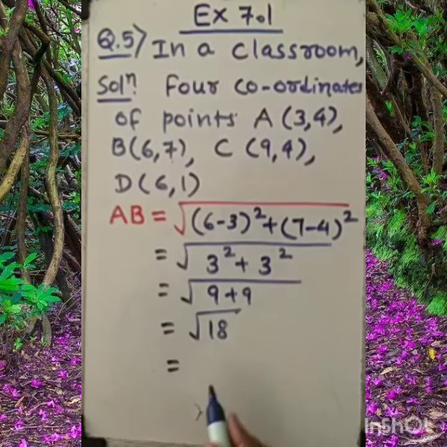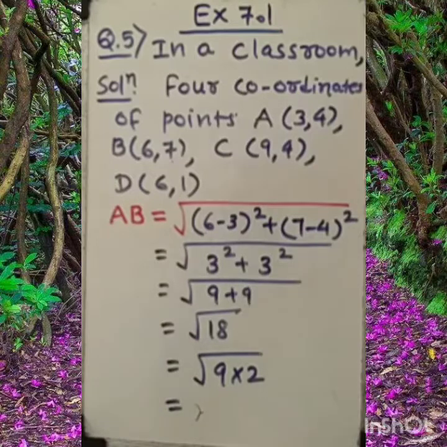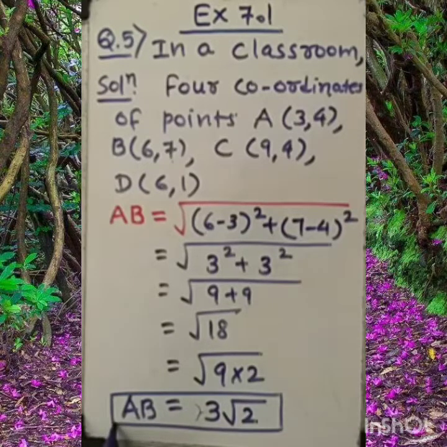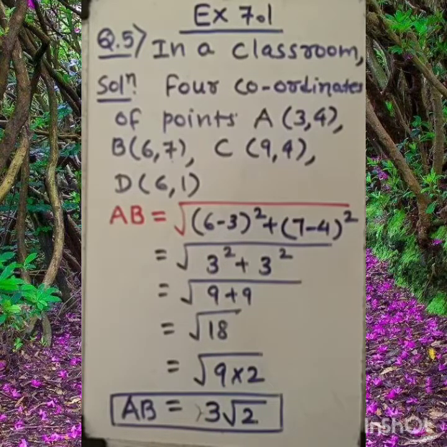Dear student, if you are writing under root 18, then well and good. If not, then let's do the partition. 18 is 9 times 2. As you know, 9 is a perfect square of 3. So I take 3 outside the square root, and under root 2 remains. So after simplification, the distance AB is 3 root 2. This is our first result. Got it? Same procedure we are going to apply for all four sides. Up to here clear?